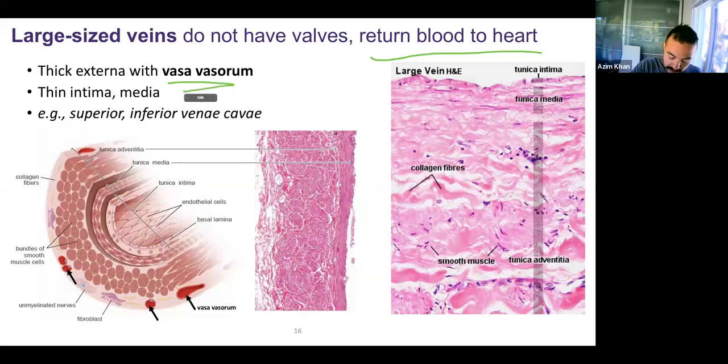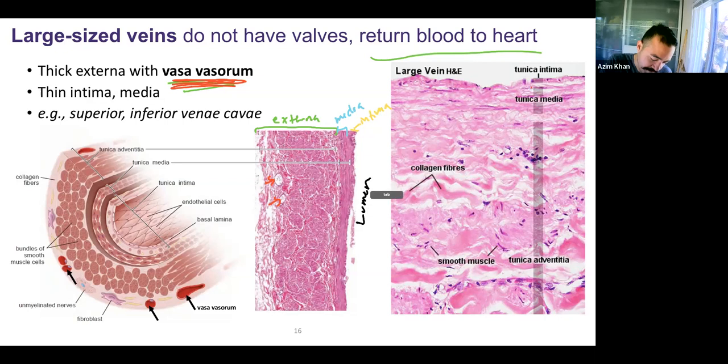So if you look in the tunica externa, you can see vasa vasorum here and here. There is a thin layer of tunica media, and of course, it has tunica intima. But the externa is very large. Contrast that with arteries where the media is very large. And in case you're curious, this is where the lumen is.